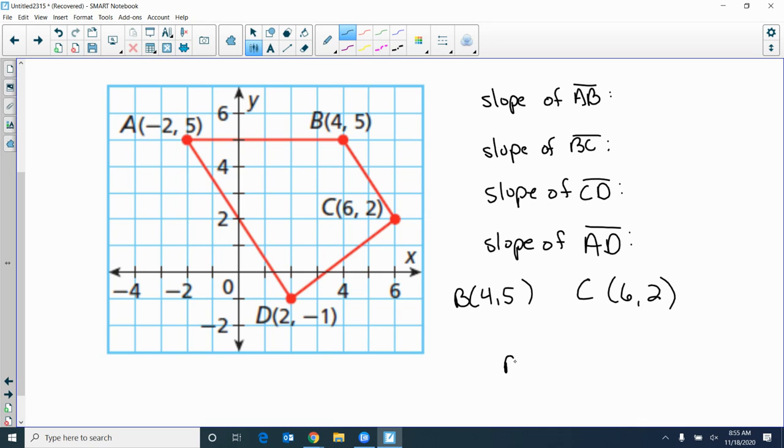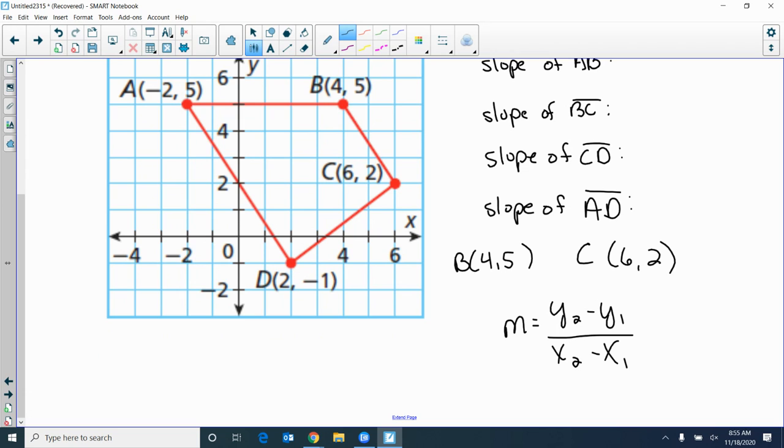Thank you. Christiana, this is the slope formula. I know we've at least touched it.